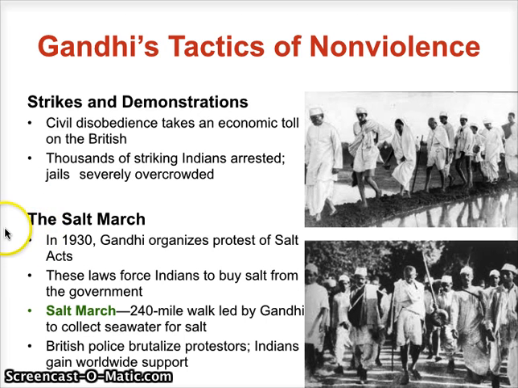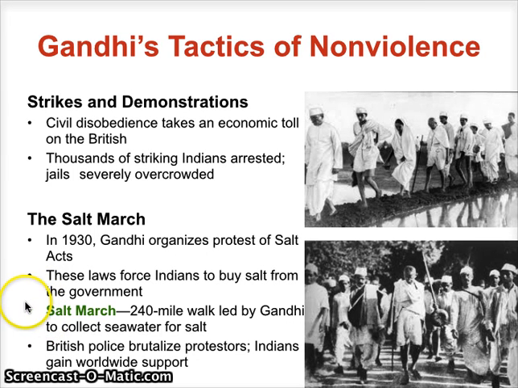Gandhi then organizes a very peaceful protest called the Salt March. And this happens in 1930. Up until this point, the British had demanded that Indians only could buy salt from the government itself. And on top of that, they would tax that salt. So they're forcing Indians to buy salt from Britain, and they're taxing Indians for buying salt from Britain.